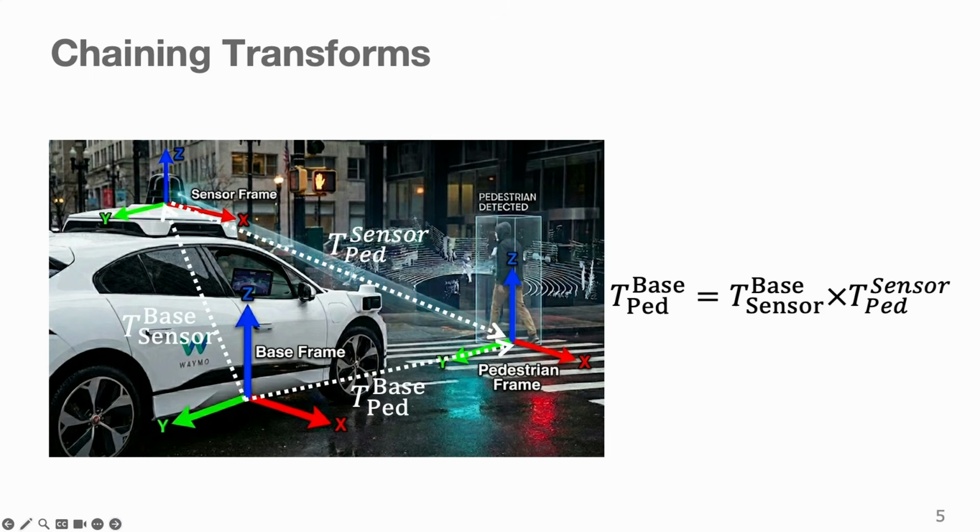Now the beauty is that we can chain all these homogeneous transformation matrices to simply do these conversions from where is the pedestrian in the sensor frame to where is it now in the base frame. And maybe a side note, we will not cover this in this lecture, but to determine the transformation between the sensor frame and the base frame, you would do this via sensor calibration, typically. All right.